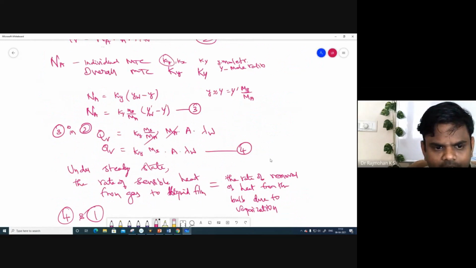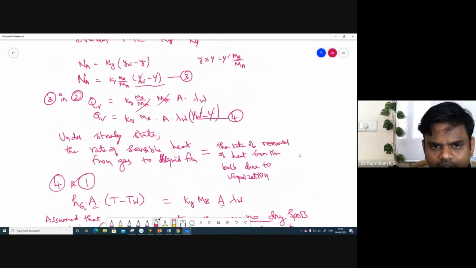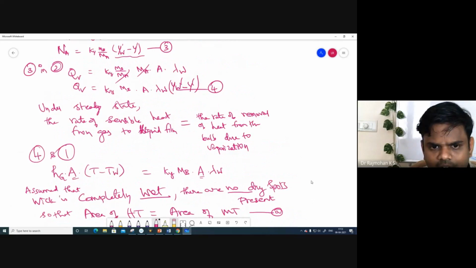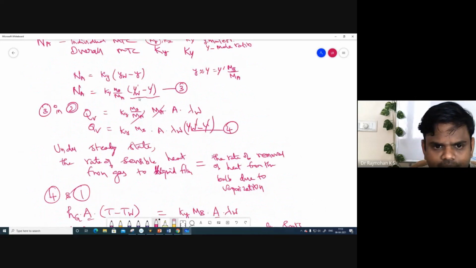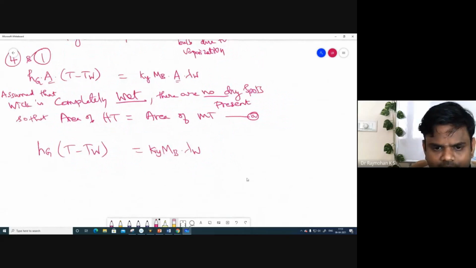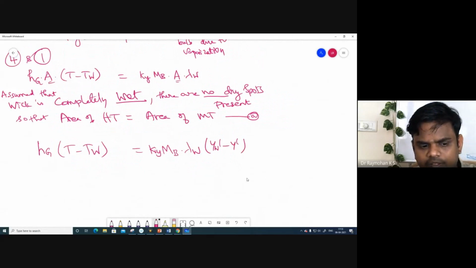Okay, I missed this part. So we have Q_V equal to K_Y M_B A into d lambda_W into this term will be there. So we have Y_W' minus Y'. So here we have Y_W' minus Y'.